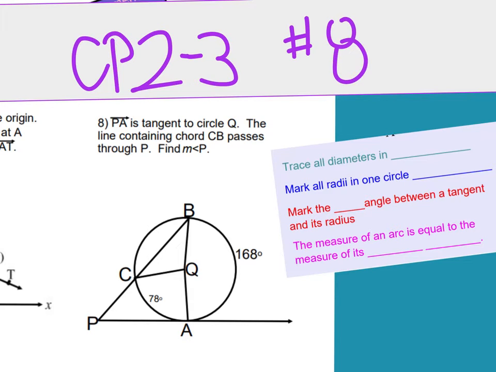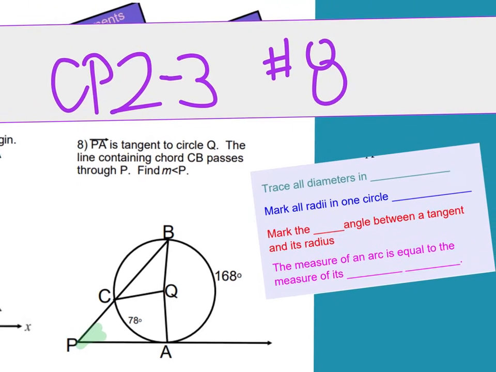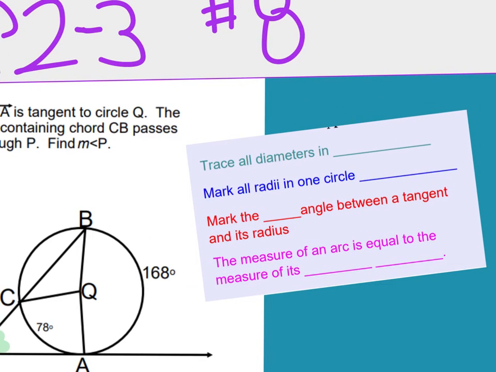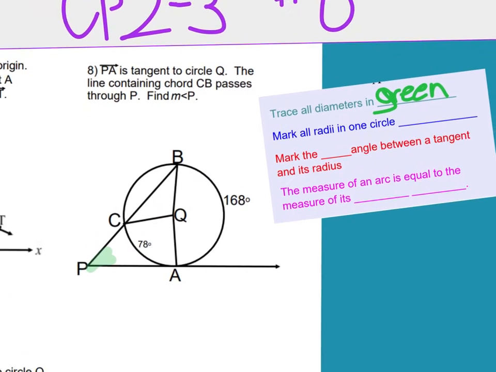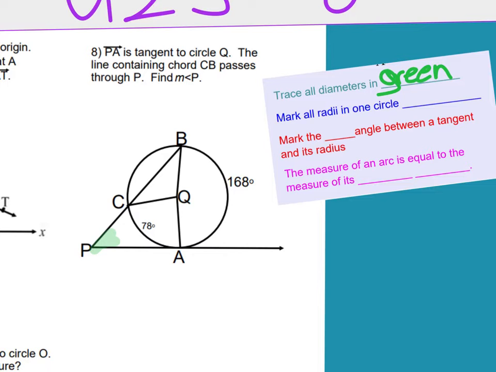In problem number 8, you are looking for the measure of angle P. Well, this is a really complex problem. And when you are stuck on a really complex problem, there's a list of steps that you can follow to help you to find some missing values. The first one is to trace all the diameters in any circle in green. And in this particular problem, they don't give you any diameters, so we're going to skip that.